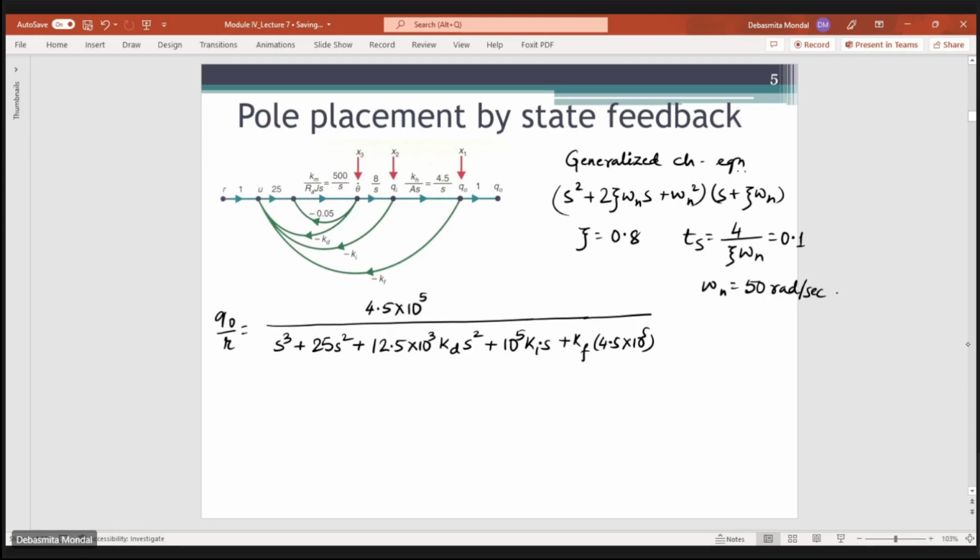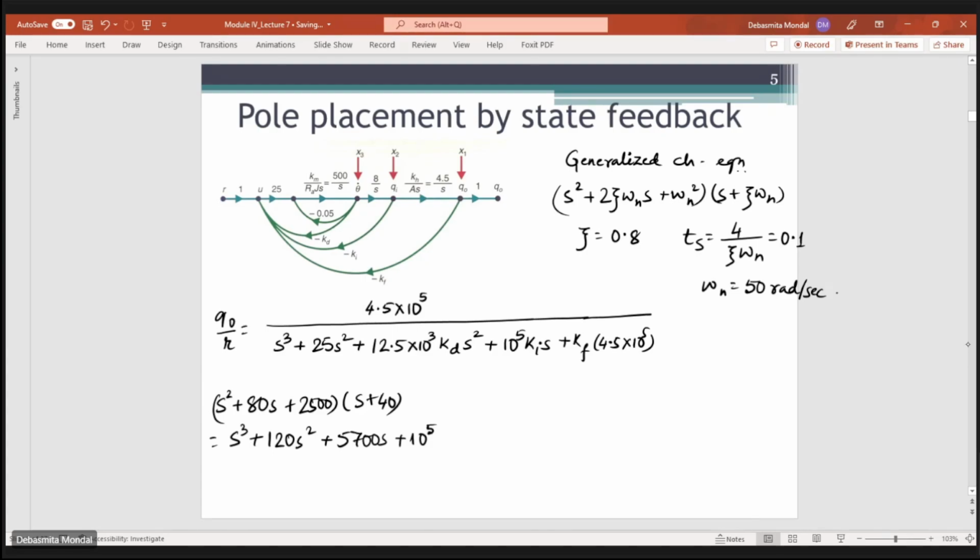Once you know the value of zeta and omega n, you can simply substitute these values and find the characteristic equation for the overall system in order to meet these time response specifications. So the overall characteristic equation will look like s square plus 80s plus 2500 multiplied by s plus 40. If you just simplify this, you will get this. This will be the characteristic equation of your system if these two conditions are satisfied.